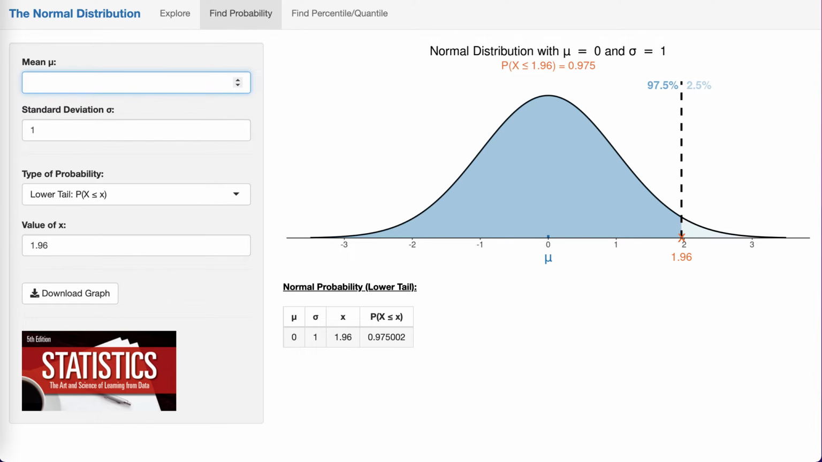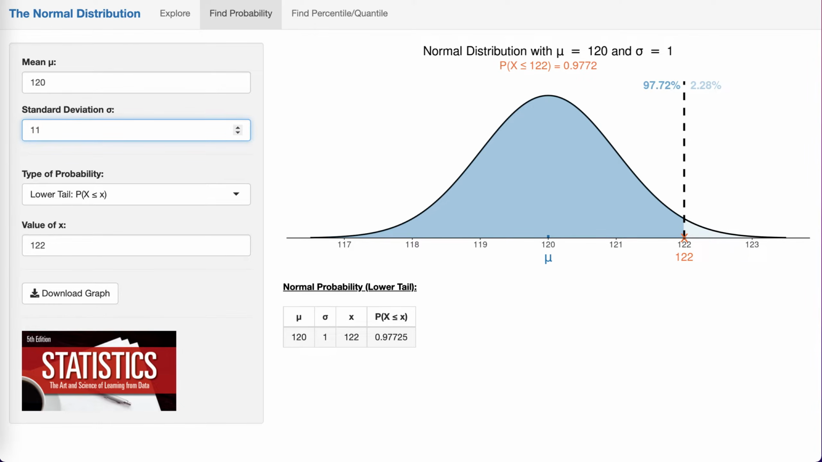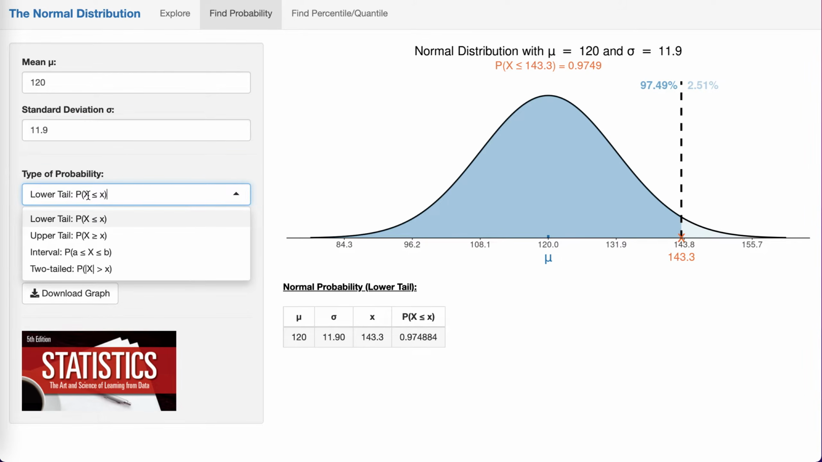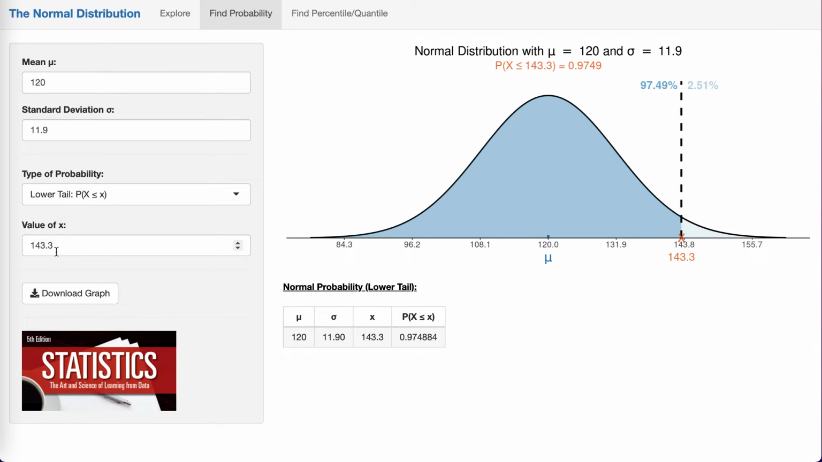I know what my mean is. The mean is 120, the standard deviation is 11.9, and the picture will change as you enter your values. We're looking for a lower tail because we want to know the values that are less than. The upper tail would be considering the area above our observation. So let's look at the lower tail, and our value of x is 140. We're looking for the area below 140, and this is exactly what our picture looked like when we sketched it. We have the mean in the middle, we had 140, and we can see it's shaded to the left.